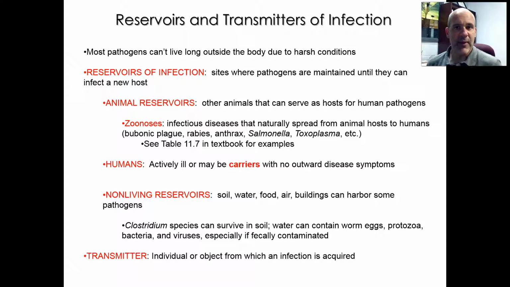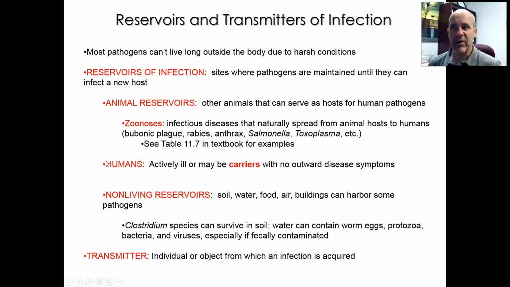Toxoplasma, we've already talked about that. That's a protozoan that can live in cats. And the cyst form of the protozoans are shed in the cat feces, and they tell pregnant women to be careful about changing the litter box so they don't get exposed to toxoplasma. So those are all examples of zoonoses, and then check out, there's a table in your textbook in this section that has more examples of those.